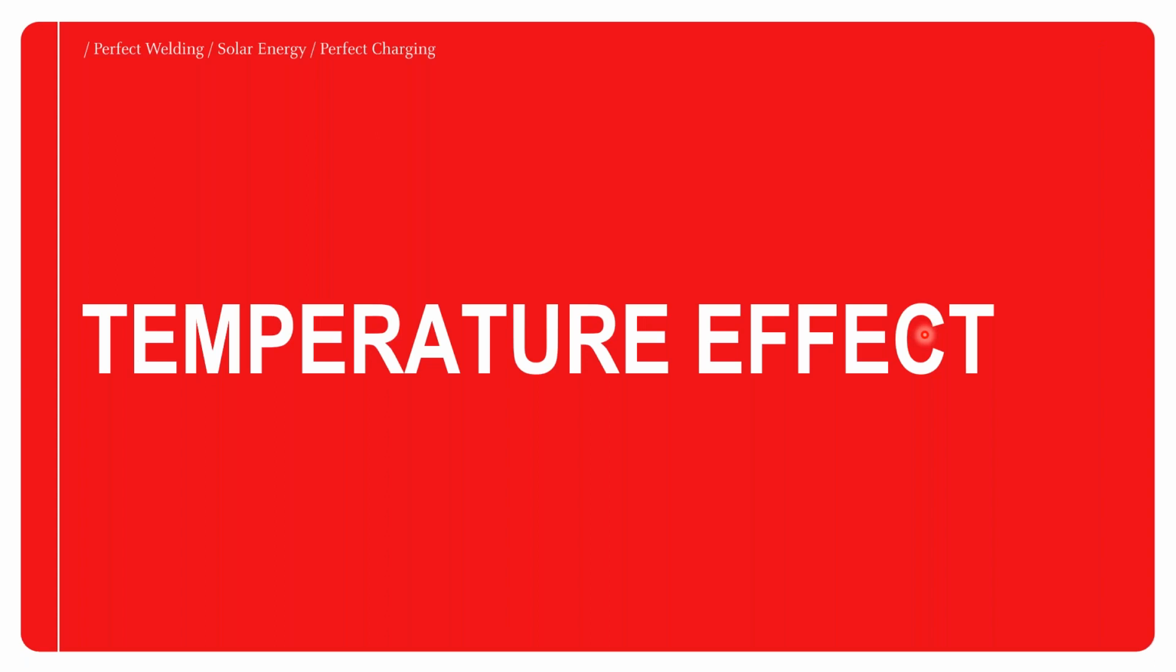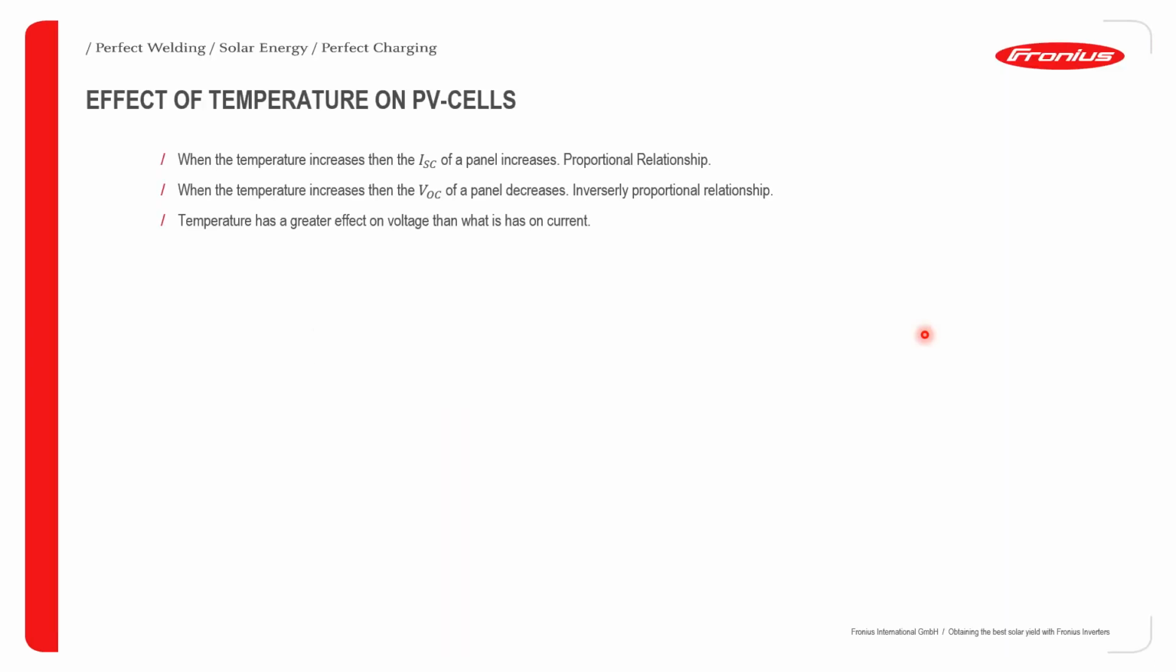Good. So going forward, let's now take a look at the temperature effect. What effect does temperature have on PV cells? So here it is. When the temperature increases, the short circuit current of a panel also increases. This, of course, means that it's a proportional relationship. But conversely, when the temperature increases, the open circuit voltage of a panel decreases, which of course depicts an inversely proportional relationship. Also to note here is that temperature has a greater effect on voltage than it has on current.